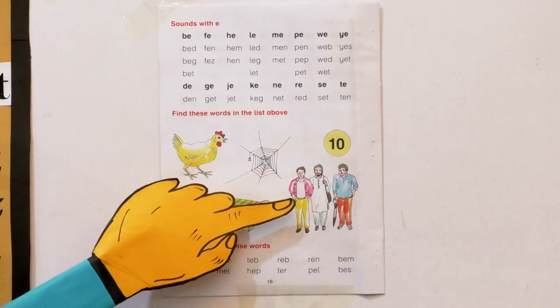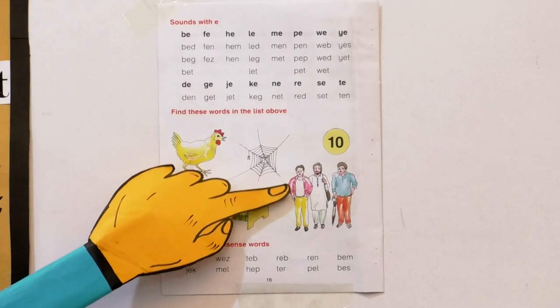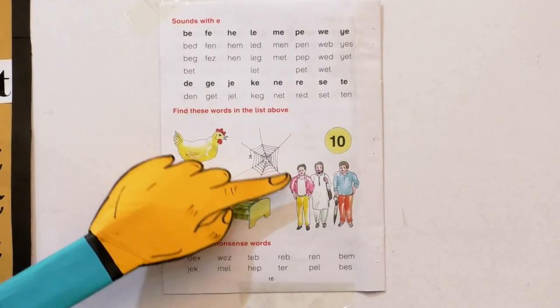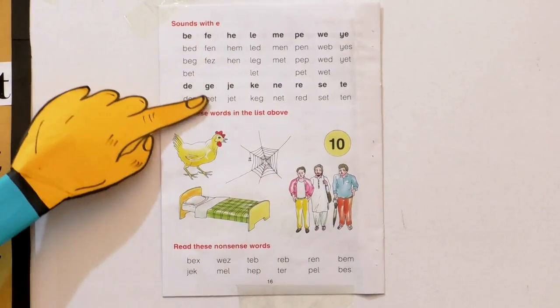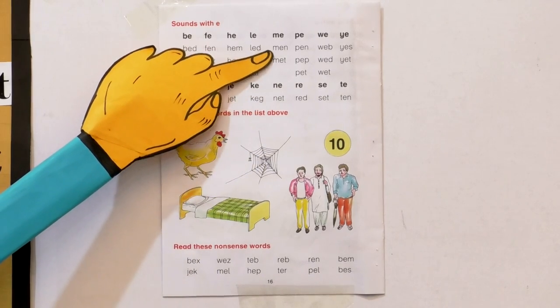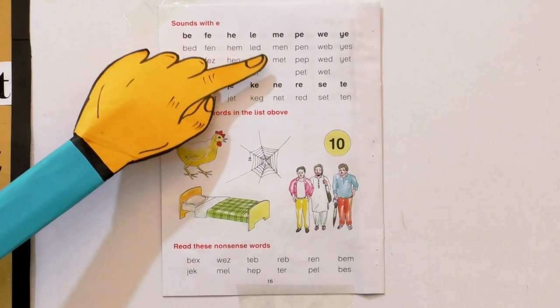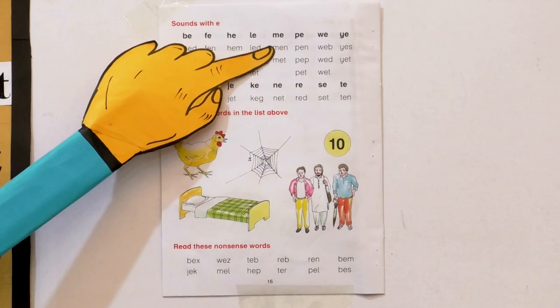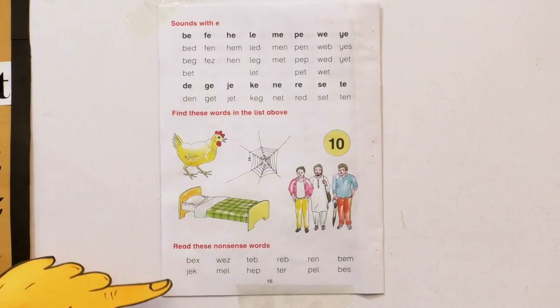Now look at the next picture. What is this? These are men. Men. Now let's find the word men in these lists. Here it is. Men. Okay, now come to the next question.